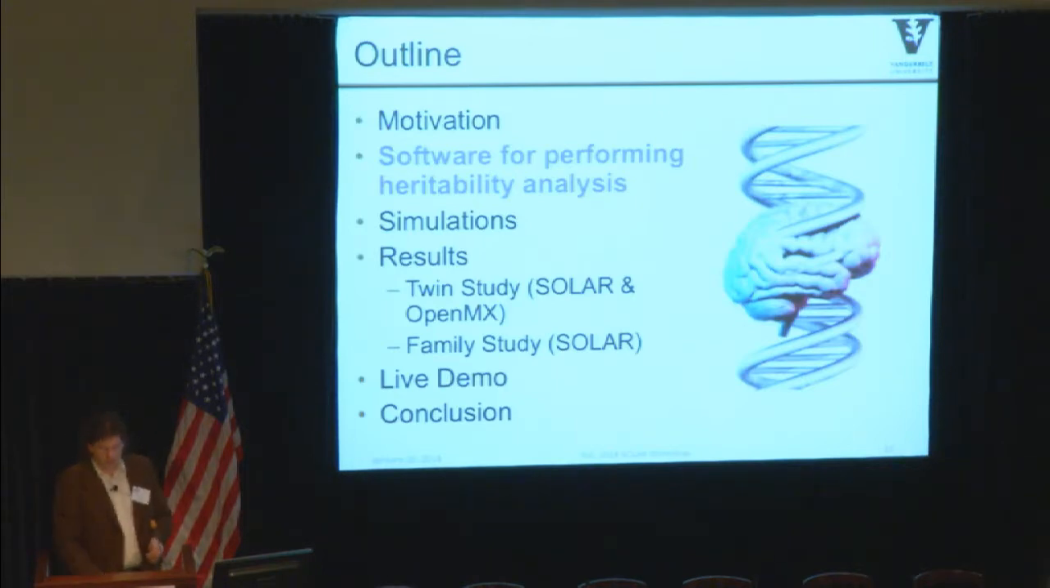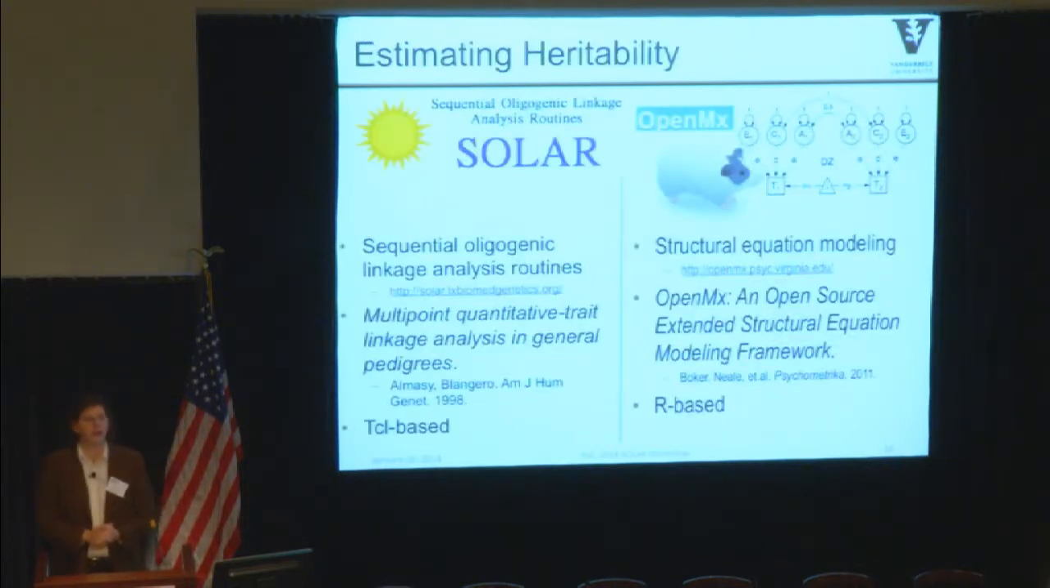So what kind of software is out there? Well, there are 2 major packages that our collaborators have been using and talking about. One is SOLAR. This is the SOLAR workshop. And the second is OpenMX. SOLAR is Sequential Oligogenic Linkage Analysis Routines. Here's the URL. And the paper that sort of started it all off is from 1998. Over 2 decades of work has gone into this. It's Tcl-based. Peter explained it looks a lot like SAS or any other interpreted statistical package.